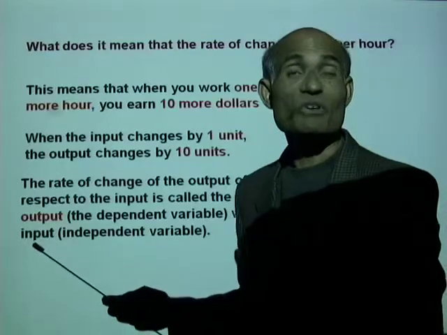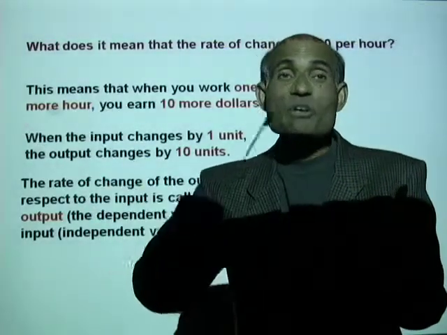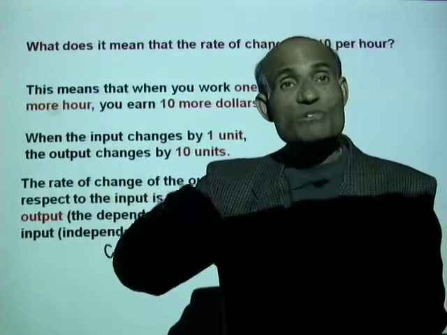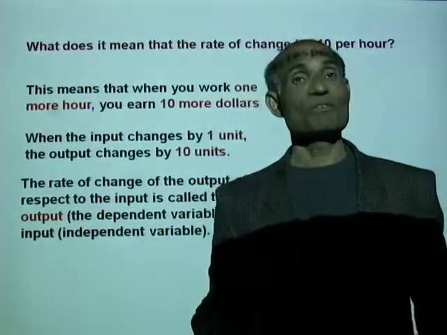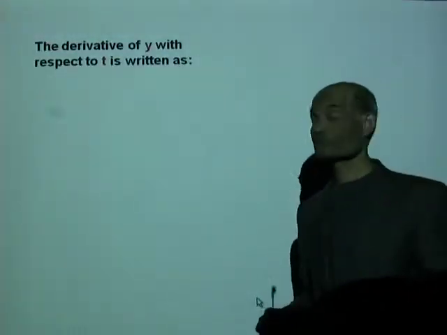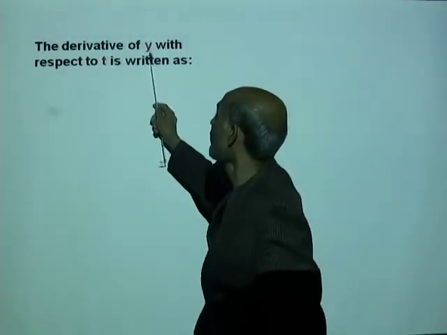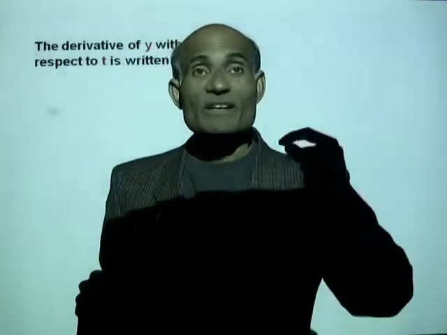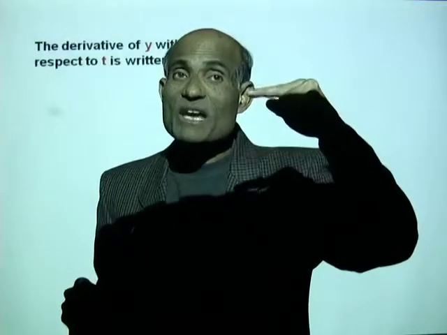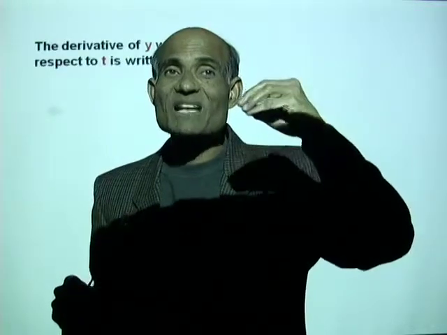Now, in the case that we discussed, it's a very simple case. The function is a linear function. The derivative or the rate of change remains a constant. So this is the simplest case of defining a derivative. Now, how do we represent or write the derivative of y with respect to t? Earlier we said it's a measure of the change in the output divided by the change in the input. In other words, it's delta y divided by delta t.